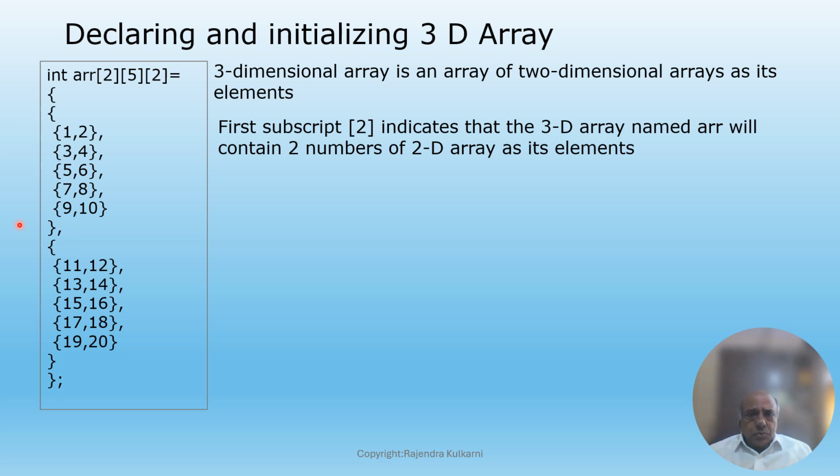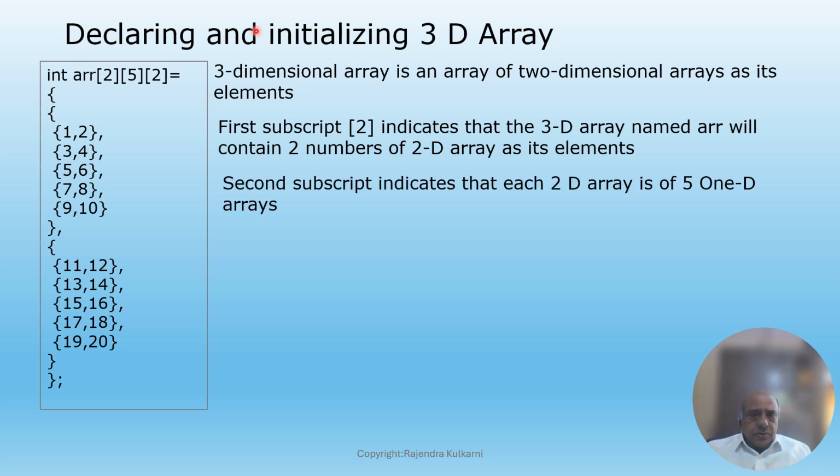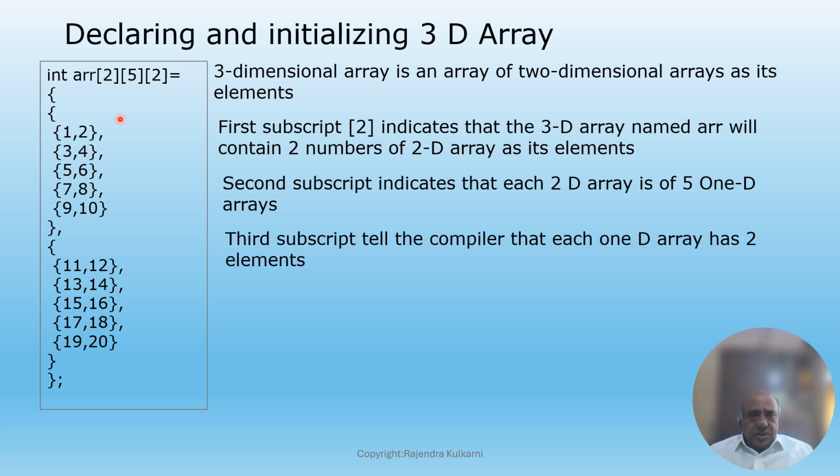The first subscript, 2, indicates that the 3D array will contain 2 2D arrays as its elements. The second subscript, which is 5 in our case, indicates that each 2D array consists of 5 1D arrays, so there are 5 1D arrays as the elements of each 2D array. The third subscript tells the compiler that each 1D array has 2 elements.